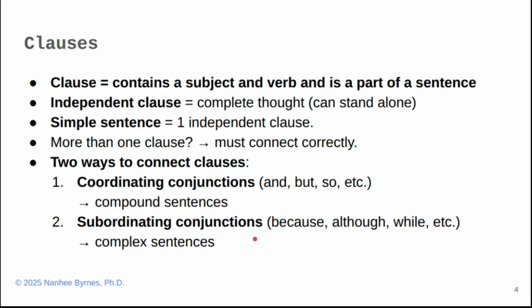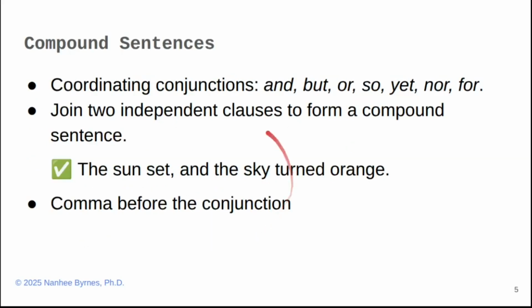Building compound sentences with coordinating conjunctions. Coordinating conjunctions are small but powerful words: and, but, or, so, yet, nor, for. They can join two independent clauses to form a compound sentence. The sun set and the sky turned orange. Notice, both sides of the sentence are complete clauses, so you can use a period instead of a conjunction. Use a comma before the conjunction when joining two independent clauses.